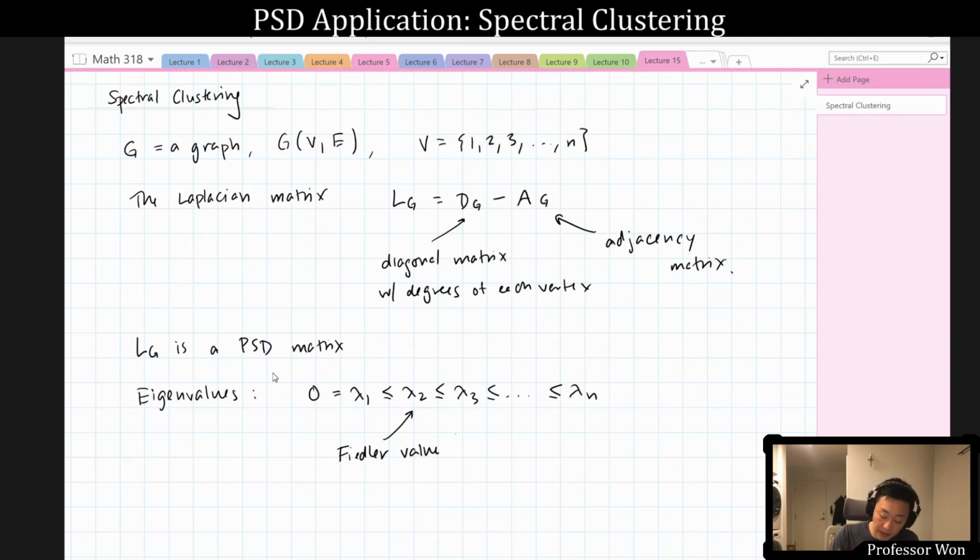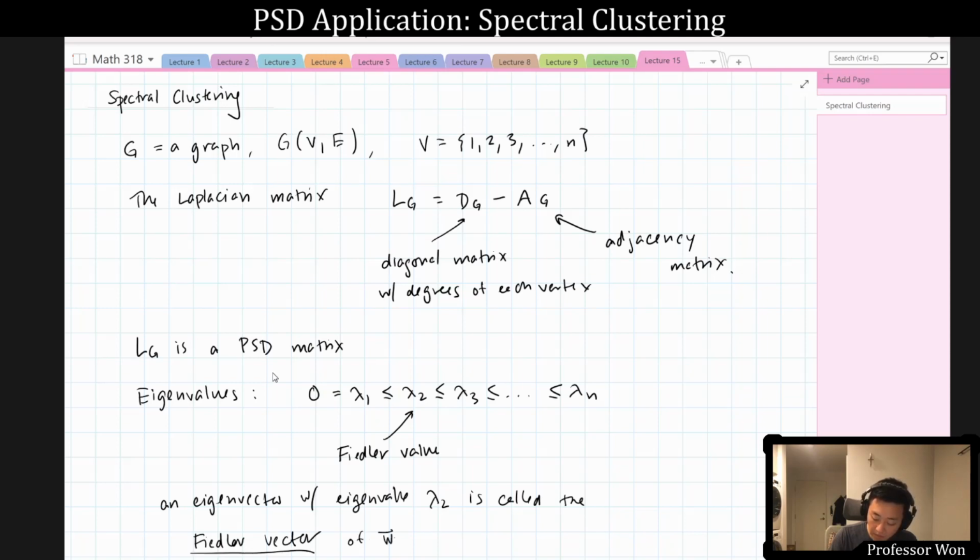Okay, today we're going to look at the Fiedler vector, which is the eigenvector associated to the second smallest eigenvalue. So an eigenvector with eigenvalue lambda 2 is called the Fiedler vector. And we're going to use those things today to study spectral clustering.